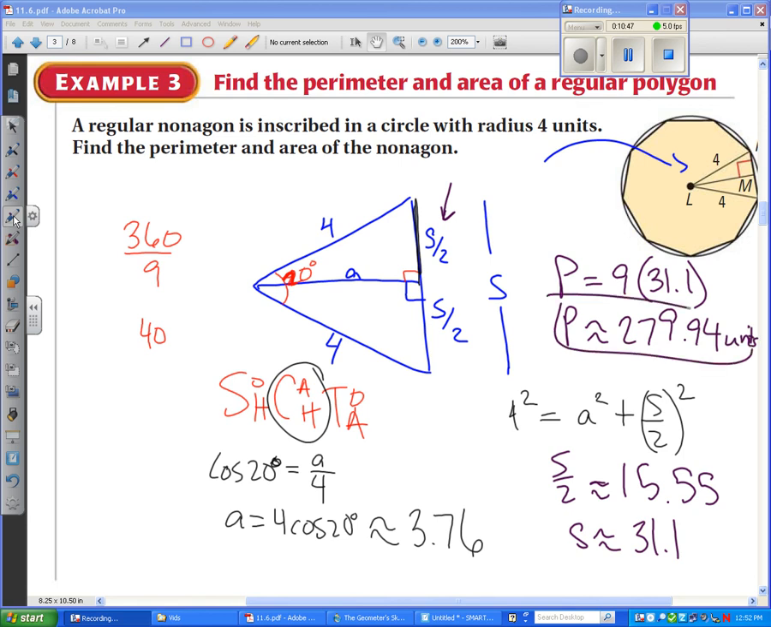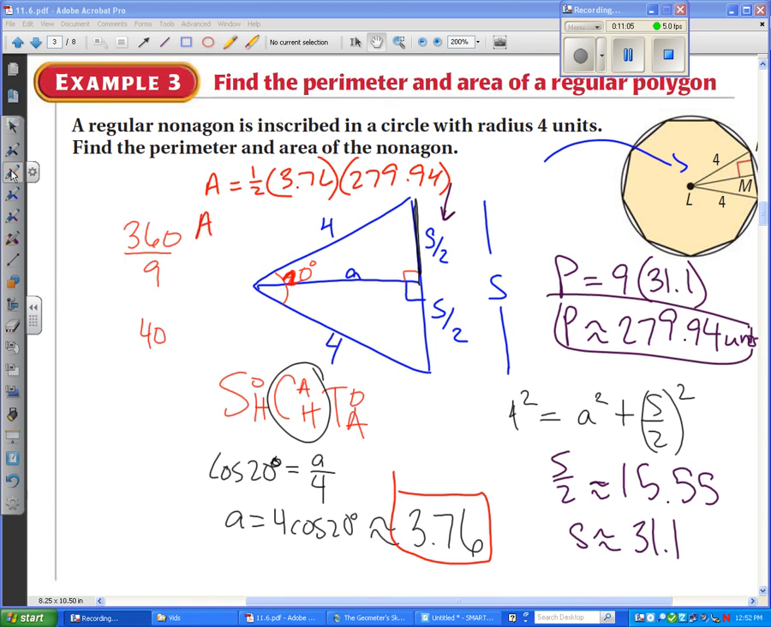Now the area, on the other hand, is equal to 1/2 the apothem. Now the apothem I already found to be 3.76. And this gets multiplied by the perimeter, 279.94. So I take this value and multiply by the 3.76, and I get the area to be approximately 1052.57 units squared.